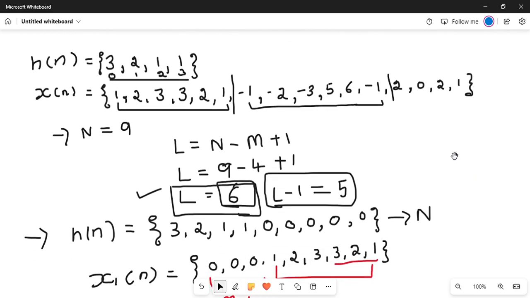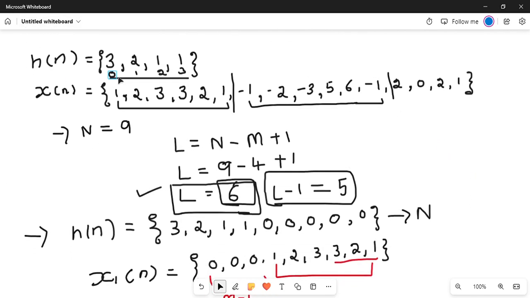First, you got h of n and x of n. Now n is already given, which is the length of the block. Then we are going to find L. Why do we find L? To divide x of n into chunks, we need to know how much length to divide x of n into chunks, so we have to calculate L.